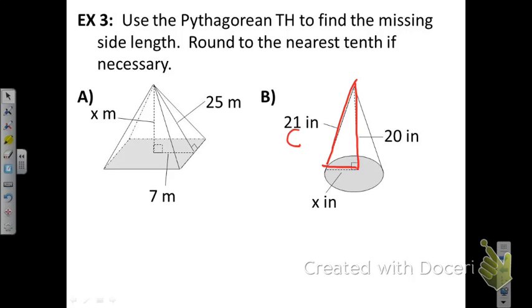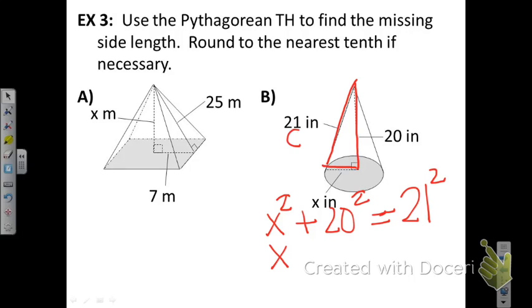Okay, so who knows how to set this up? Raise your hand. X squared. Go ahead, Riley. X squared plus 20 squared equals 21 squared. What did you say, Riley? 21 squared. Okay, so how do we solve this? X squared plus 20 squared equals 21 squared. What's 21 squared?